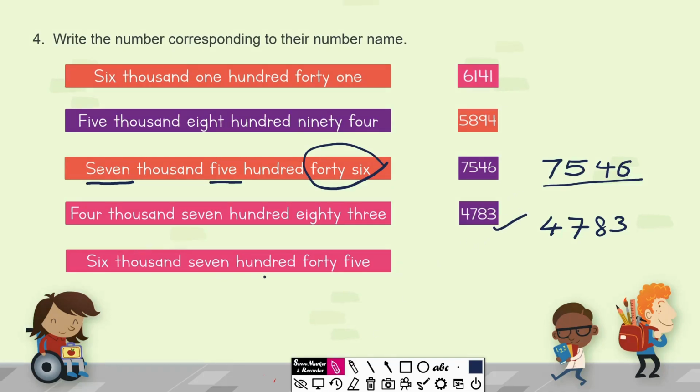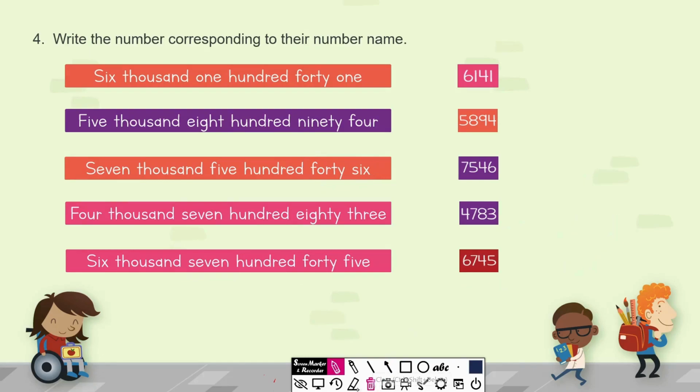Now 6745. How will we write it? Tell me quickly in the comment section. 6745. So it is 6745. Easy peasy lemon squeezy. Yes, it is the same. Okay, very good. Let's move to the next question.